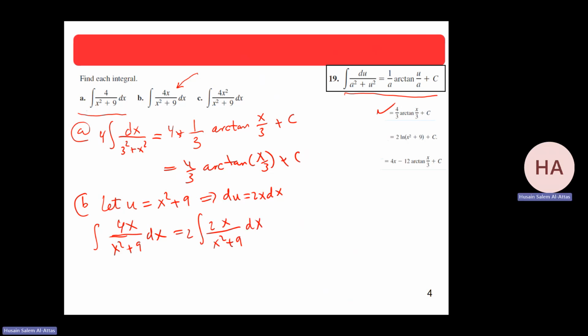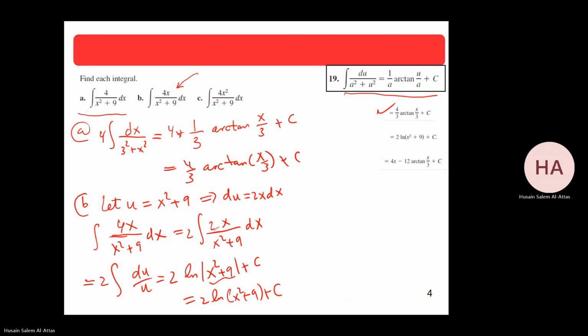If that is the case, what am I getting? 2x dx is du, so I have du over u. That is going to give me 2 ln of the absolute value of x squared plus 9, plus c. But x squared plus 9 is always positive, so I can write 2 ln without the absolute value. So this is the answer.